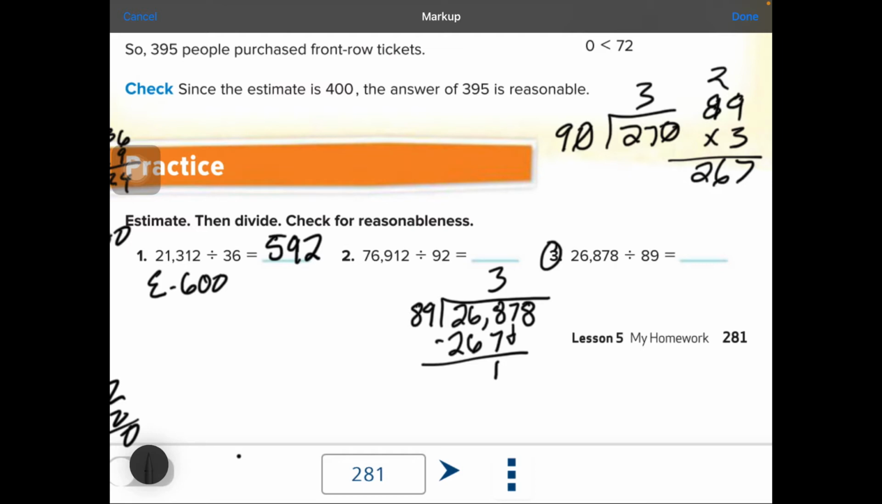Oh, so close. One will come down, bring that 7 down. 89 will not go into 17, so I'm going to put a 0 here. Put a 0 there. Let's bring down the 17, bring down the 8. So how many times will 89 go into 178? That doesn't seem too far away. So let me do 89 times 2. 18. 2 times 8 is 16 plus 1 is, yes. Love it.